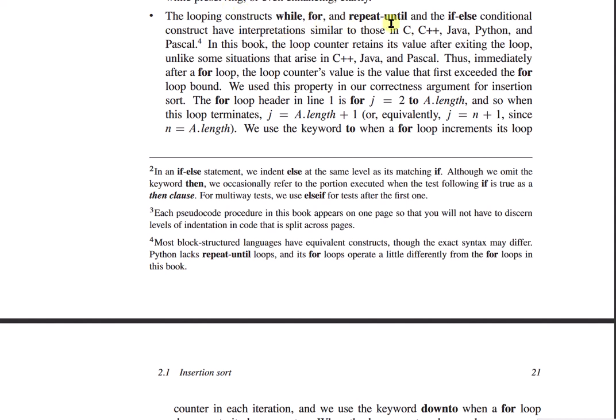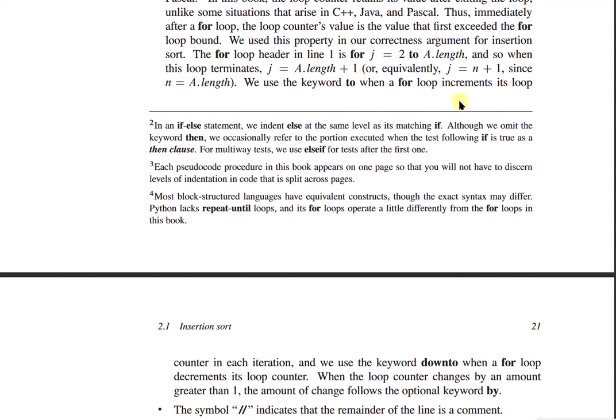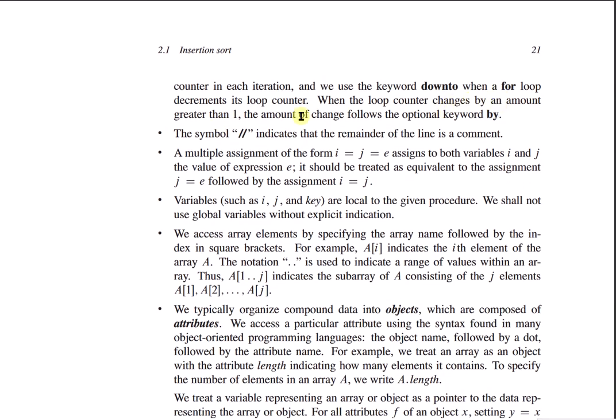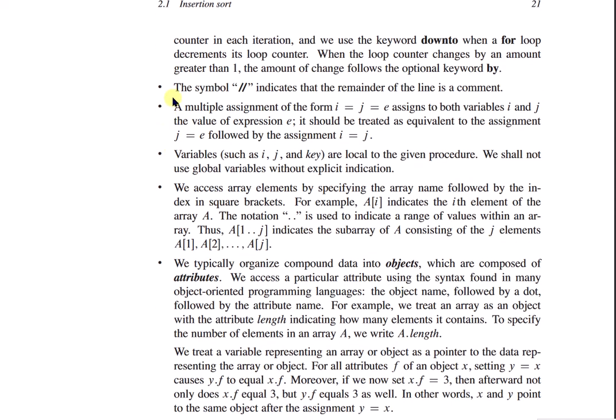The looping constructs while, for, and repeat-until have interpretations similar to those in the languages in this book. The for loop header, the keyword downto for decrementing, and this is a comment, which we saw earlier.